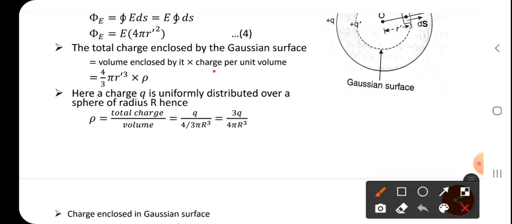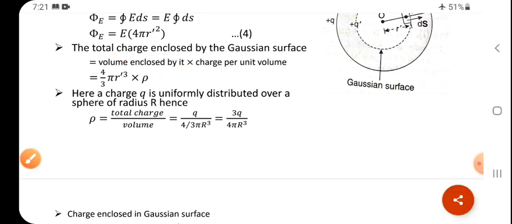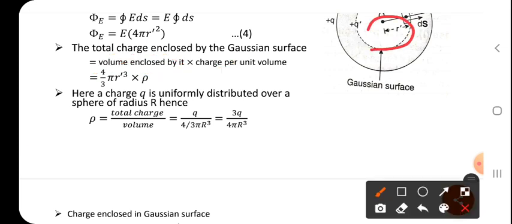See here, it is rho into V. V is the volume of what? This Gaussian surface only. The Gaussian surface is what? It is a spherical surface. Its volume is 4 by 3 pi r cube, but instead of r it is r dash. So r dash cube into rho.